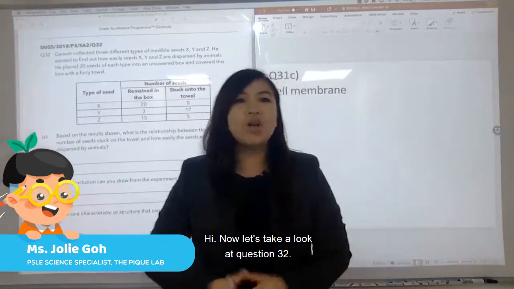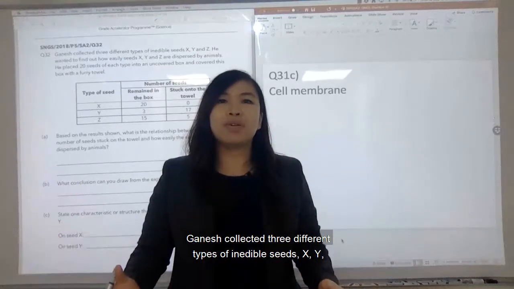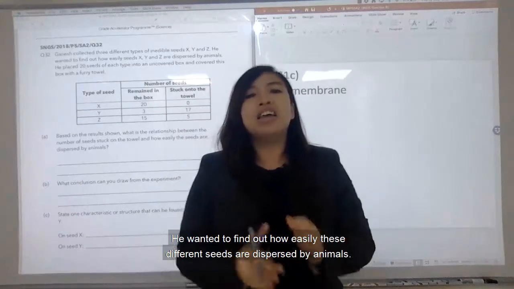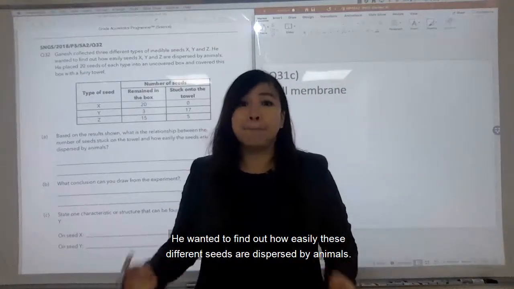Hi, now let's take a look at question 32. Ganesh collected 3 different types of inedible seeds, X, Y, and Z. He wanted to find out how easily these different seeds are dispersed by animals.